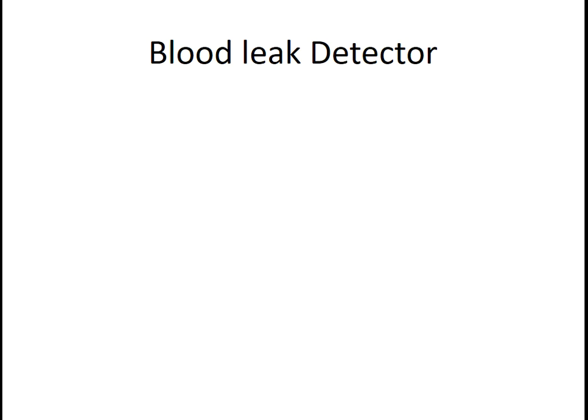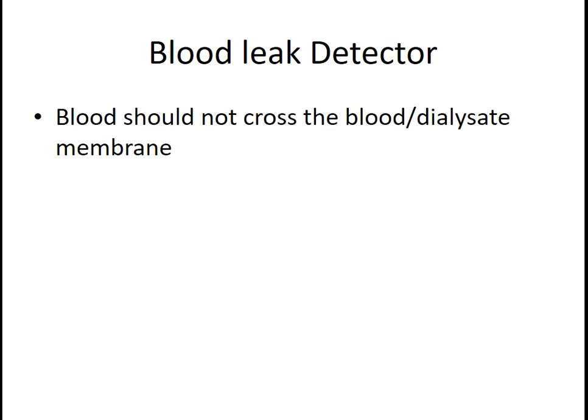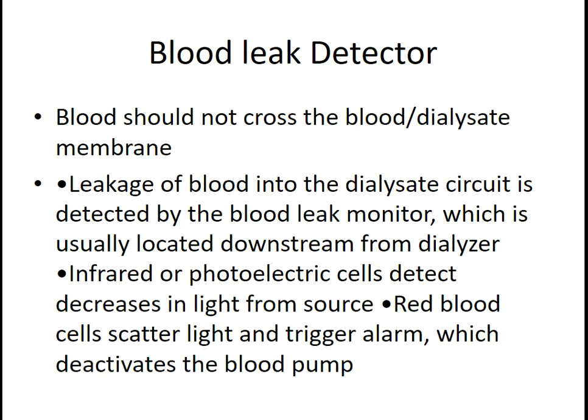Finally, the blood leak detector. Blood should not cross the blood dialysate membrane. Leakage of blood into the dialysate circuit is detected by the blood leak monitor, which is usually located downstream from the dialyzer. Depending on photoelectric cells, which detect decreases in light from the source. Red blood cells scatter light and trigger the alarm, which completely deactivates the blood pump flow.